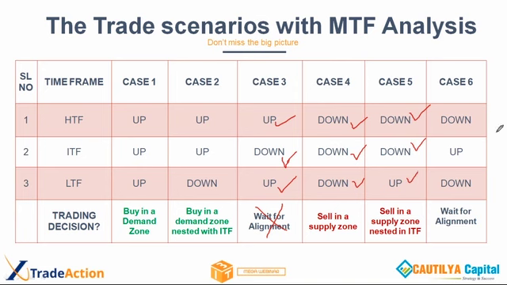Okay, so the last case is again the bad case, where the higher time frame is downwards, the intermediate is going up and the lower time frame is down. When all three are in multiple different directions, there is a problem, we will not trade. And higher time frame and intermediate time frame are important.